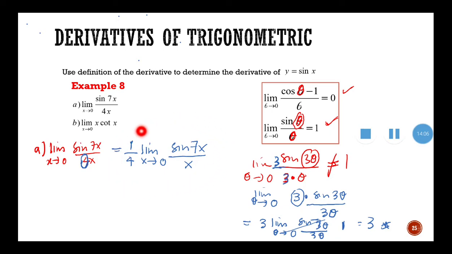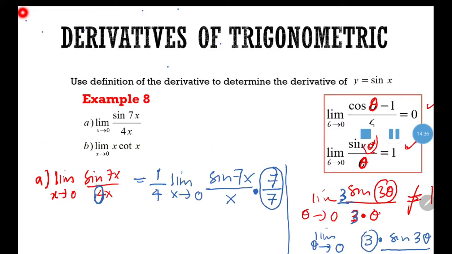So, what number should we add in? What are we going to multiply with? There's no space here, so we multiply here. We have to manipulate this function so that it becomes 7x over 7x. So we are going to multiply with 7 over 7. Simple, right?